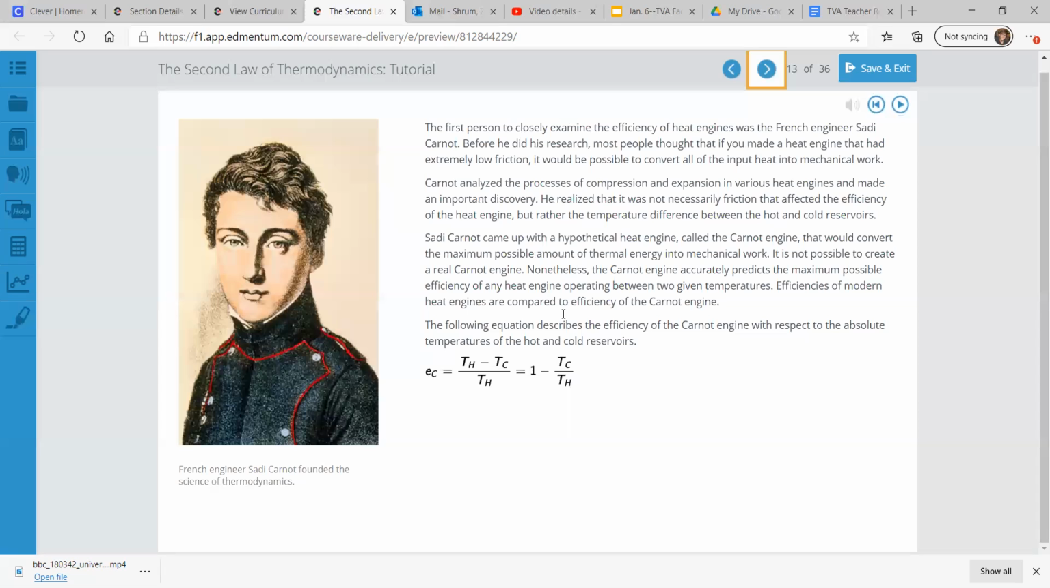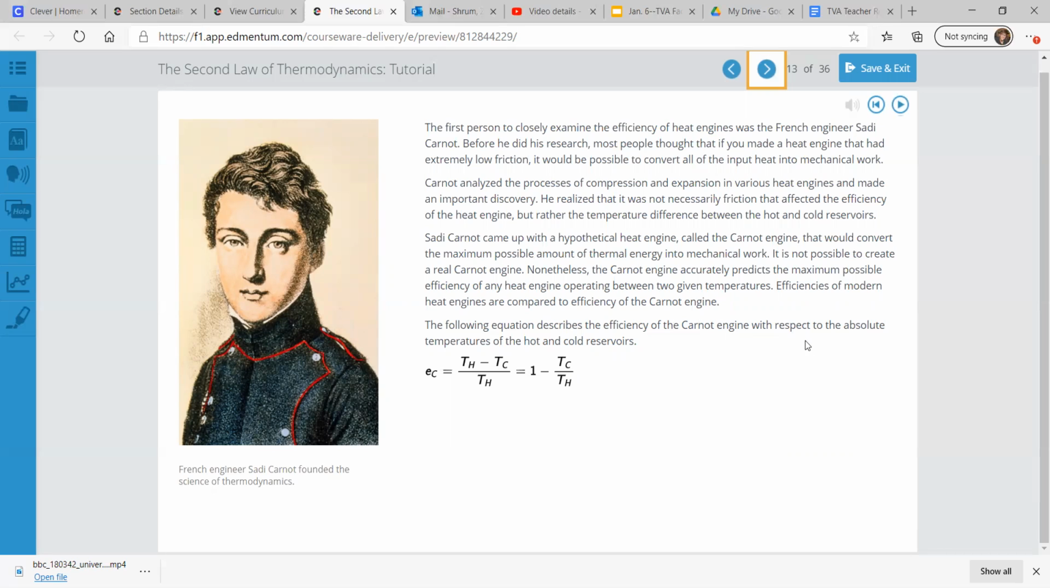So he came up with a hypothetical heat engine, called the Carnot engine, that would convert the maximum possible amount of thermal energy into mechanical work. It's not possible to create a real Carnot engine. However, the Carnot engine accurately predicts the maximum possible efficiency of any heat engine operating between two given temperatures. Efficiencies of modern heat engines are compared to the efficiency of the Carnot engine. Think of this Carnot engine as the ideal state, the perfect engine that's as efficient as it can be. In the real world, something tends to go wrong, but it's the measuring stick that we measure other engines with.